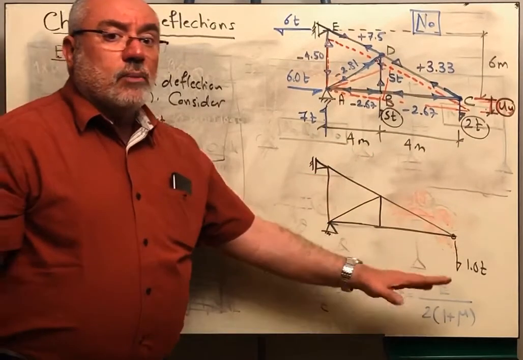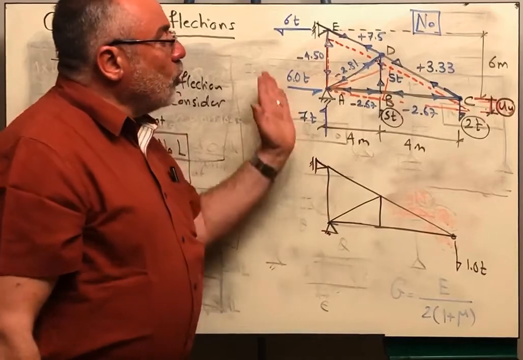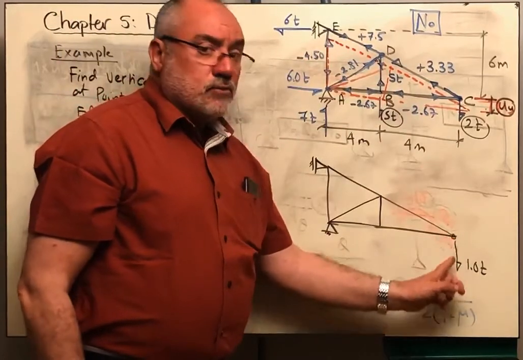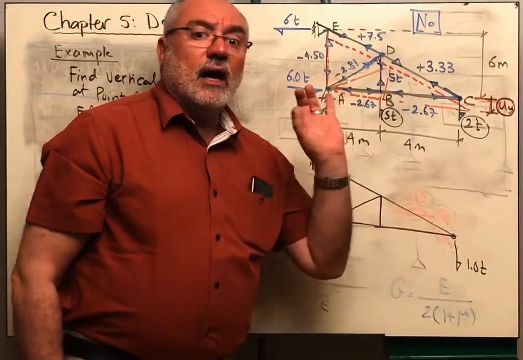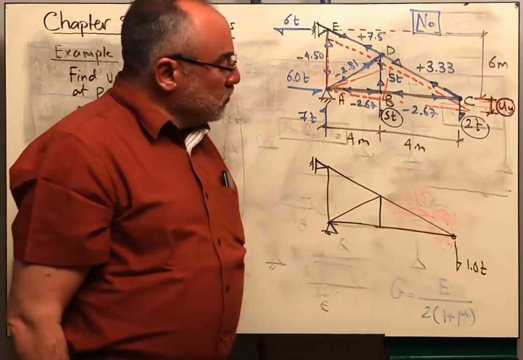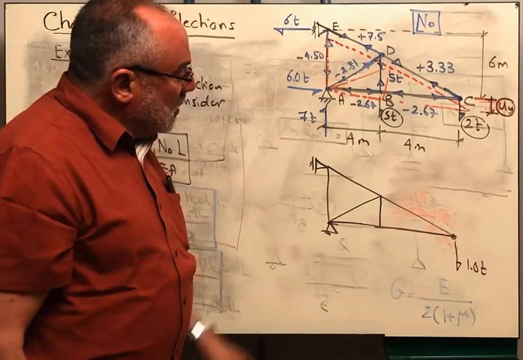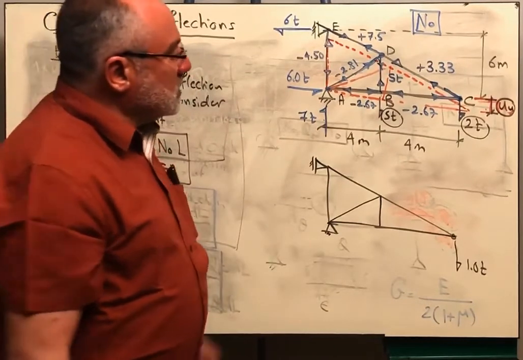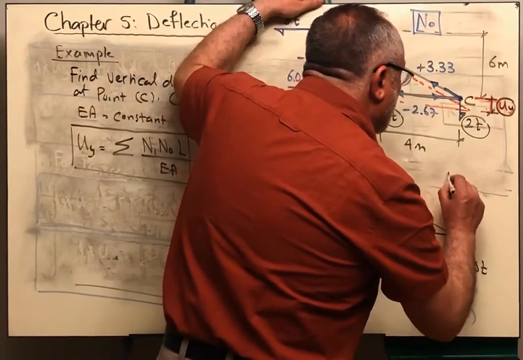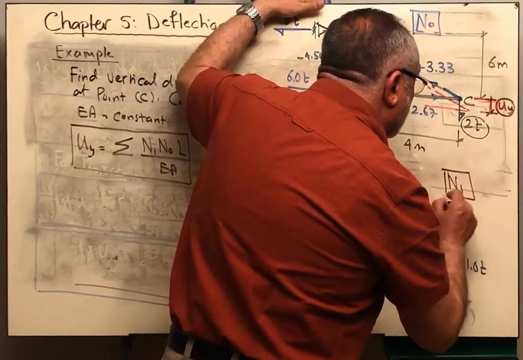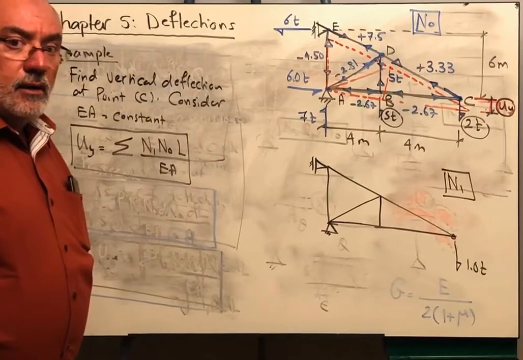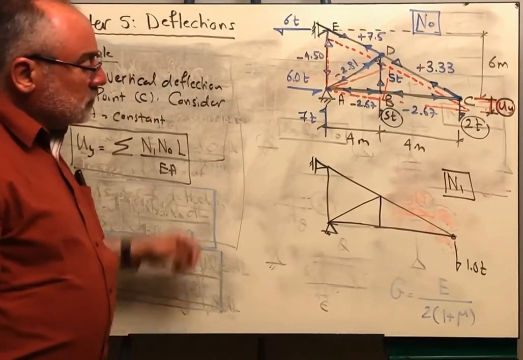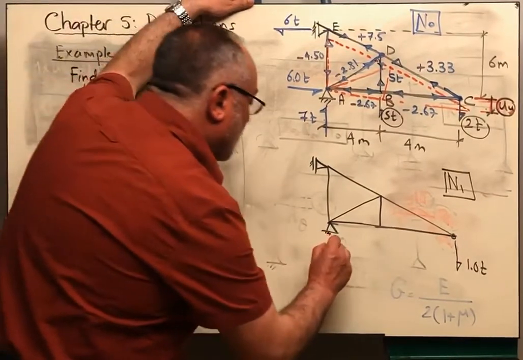What else are we going to apply? Nothing. Now you remove all of the forces and you just put the unit load in the direction of the desired deflection at the required point, which is point C. Now you need to solve the problem. Again, this is another problem where you need to determine N1. Again, I'm going to use the method of joints. So I will start with the reactions.